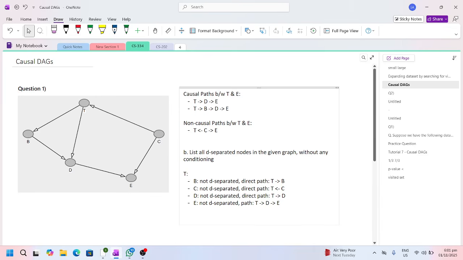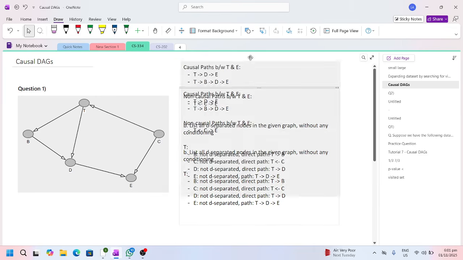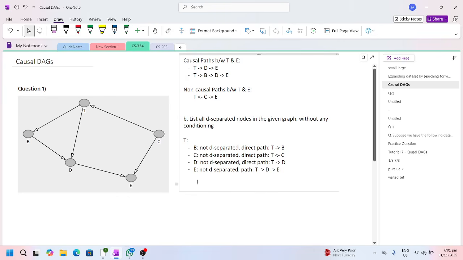But then, of course, since you have to list all the d-separated nodes in the graph, you're going to have to check all the other combinations as well. So I've already checked for T. Why don't I check for D next? Now I will not check it against T because I have essentially already done that over here. I will check it against D. So C, D, and E.